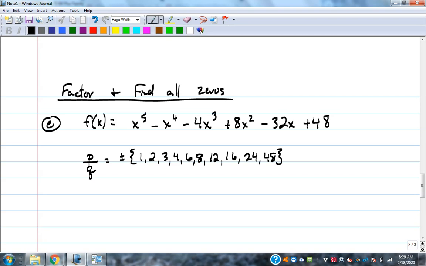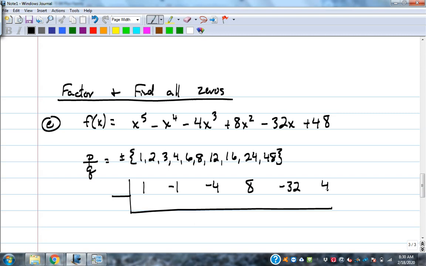All right. Next thing to do is set up a synthetic division with your original polynomial. So we've got 1, negative 1, negative 4, 8, negative 32, positive 48. But I've got to find out what to put on the shelf. Back in ancient times, we just guessed and picked one of those. You guys have got a better shot at that. What do we do next? Graph it and find out where it's crossing.